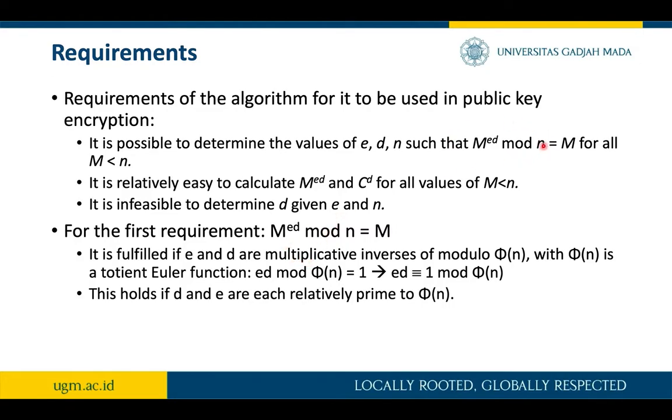For the first requirement, m to the power of et modulo n equals m, it will be fulfilled if e and t are multiplicative inverses modulo φ(n), the Euler totient function. So et modulo φ(n) must be 1. E and t must be the multiplicative inverse of each other. And this holds if t and e are each relatively prime to φ(n).